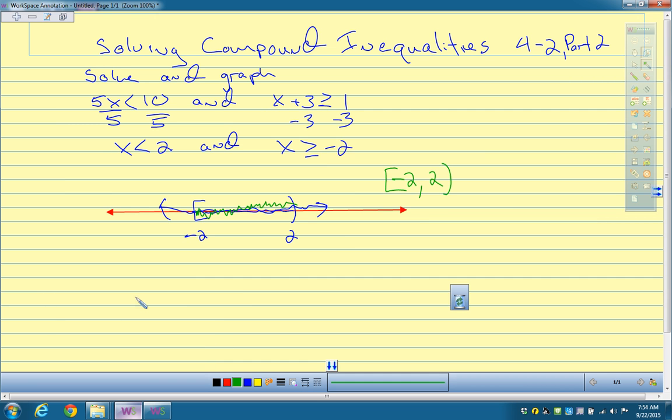All right. In set builder notation, okay, you would write it like this: curvy bracket x bar x is greater than or equal to negative 2, and x is less than positive 2. Like that. You get those 3 ways to write it? Number line, interval, set builder, like that. Okay? Ready to do another one?